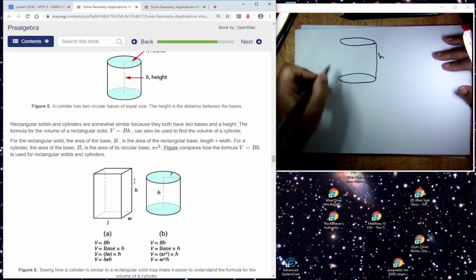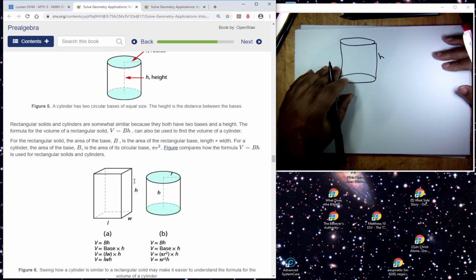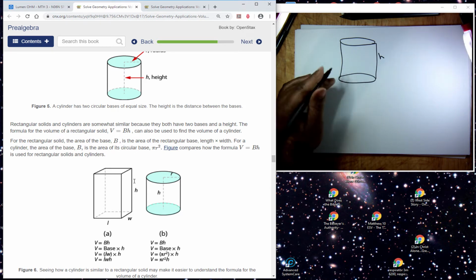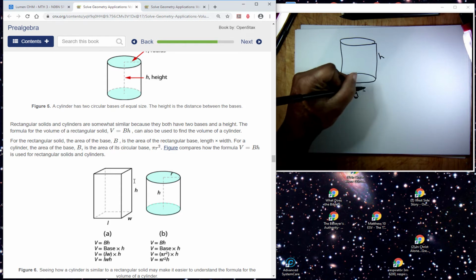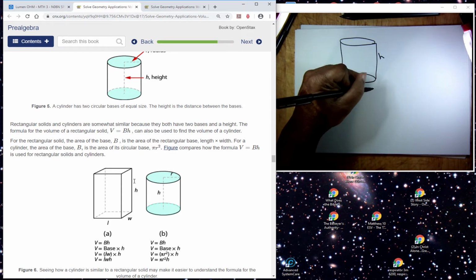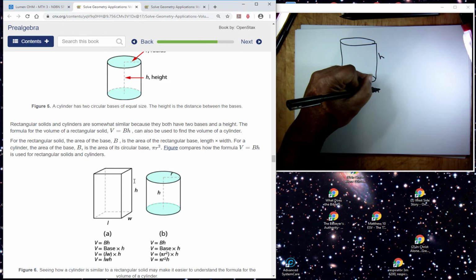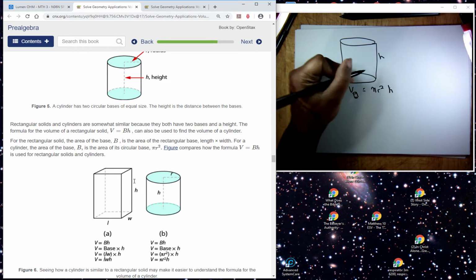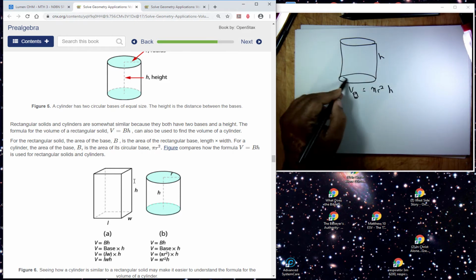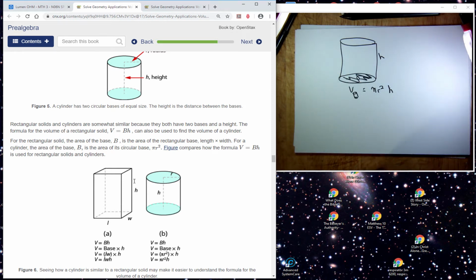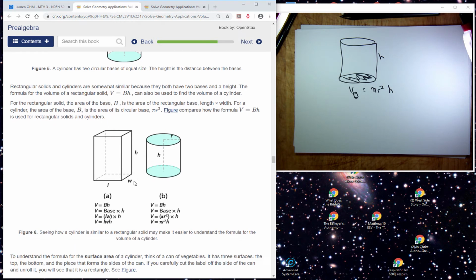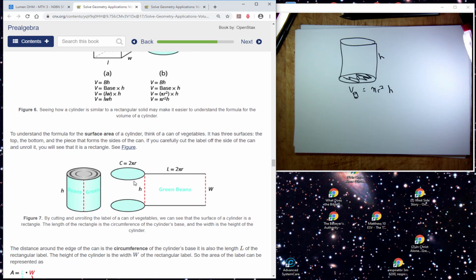So the volume of a cylinder is going to be pi r squared h, pi r squared, the area of the circle, times the height. That's the formula for the volume of a cylinder.